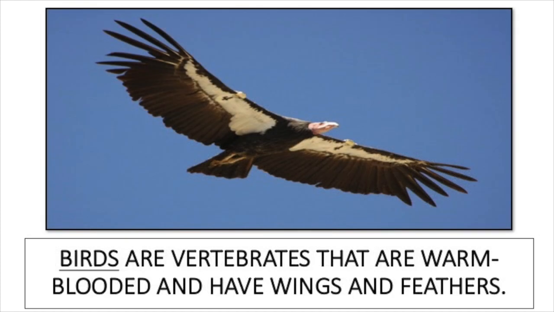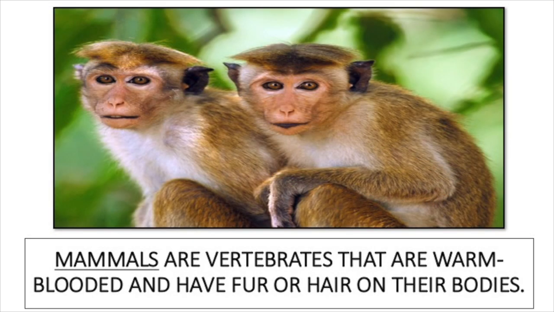Next one. What can we see? Not an eagle, even. Yes, birds. Birds are vertebrates that are warm-blooded and have wings and feathers. Yes. And this type of bird here is the biggest bird you will see on the planet. Not an eagle, even bigger than an eagle. This is a condor. Yes. If the condor was in our classroom and it spread its wings out, the wings would be outside the classroom. Huge.